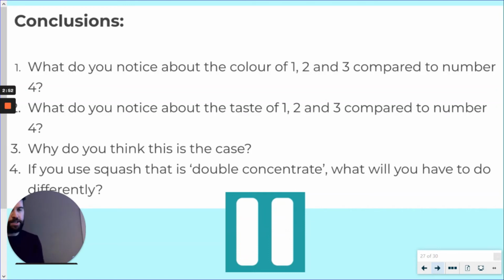Question 3 is going to ask us, why do we think this happened? Question 4 is a challenge. If you think about it, if you use a squash that was double concentrate, what would you have to do differently? I'd like you to pause now and have a go at answering those questions in your book.